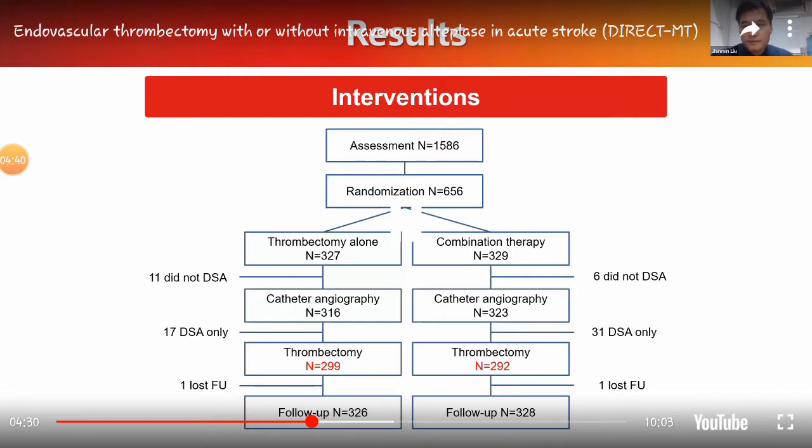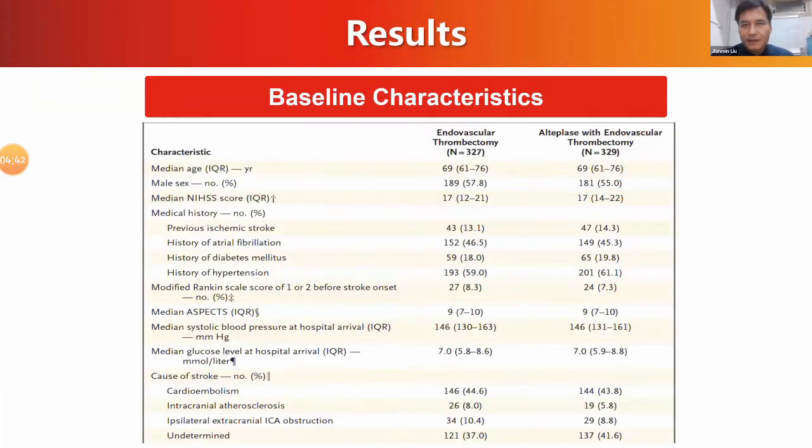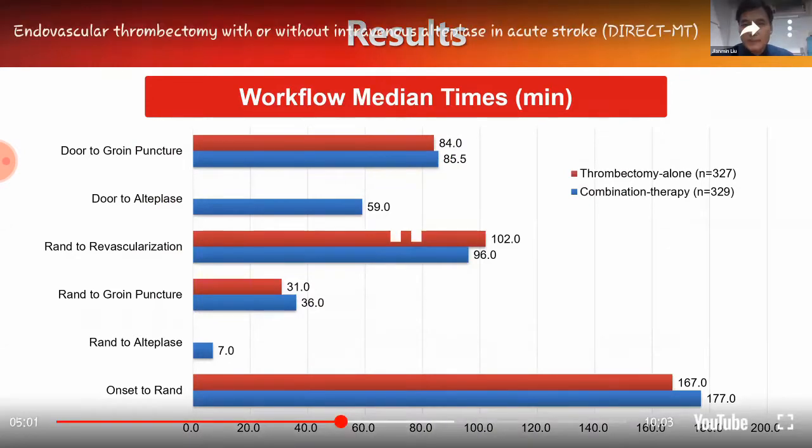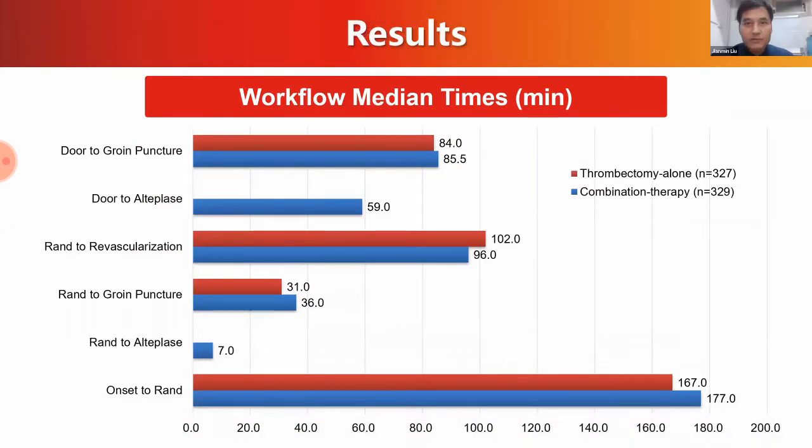Last follow-up. Baseline characteristics were well balanced in the two groups. Only 8% of patients in the thrombectomy alone group and 5.8% in the combination therapy group had intracranial atherosclerosis-related large vessel occlusion, which is lower than those reported in previous studies for the Chinese population. Workflow times were comparable to those in Western countries.